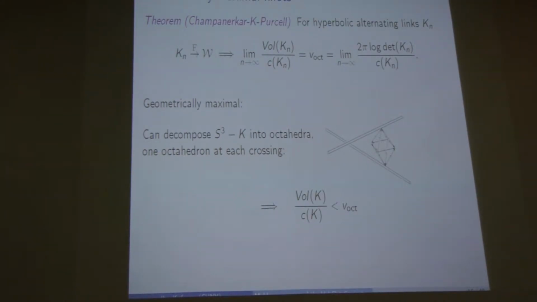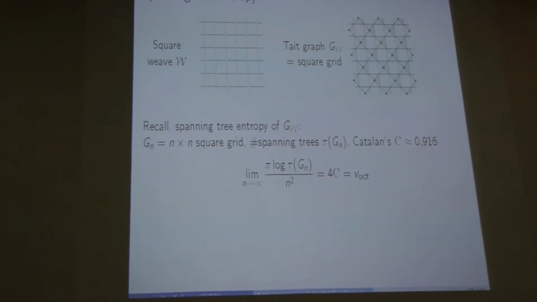What was surprising is that the determinant densities, right? This quantity that we call the determinant density, 2 pi log det divided by the crossing number, also converges to V oct. And so a natural question is, what is the toroidal invariant that's the limit for the determinant density? Right? So V oct is the geometric volume density. So what's the thing on the quantum side, on the diagrammatic side?